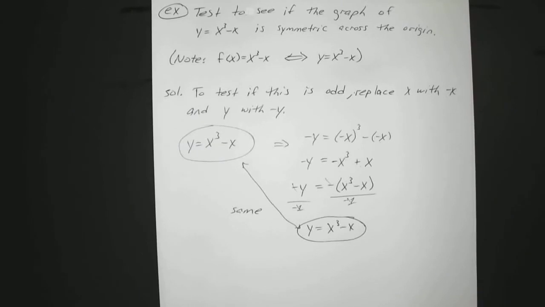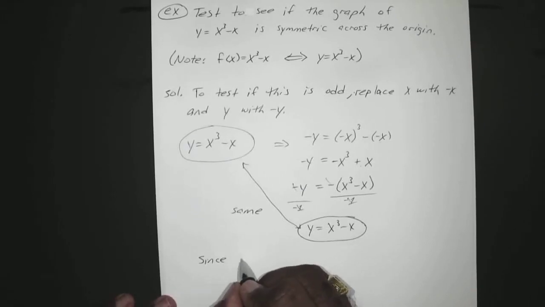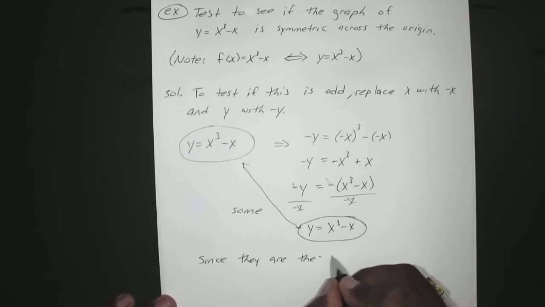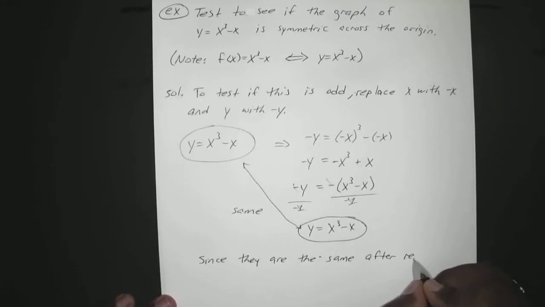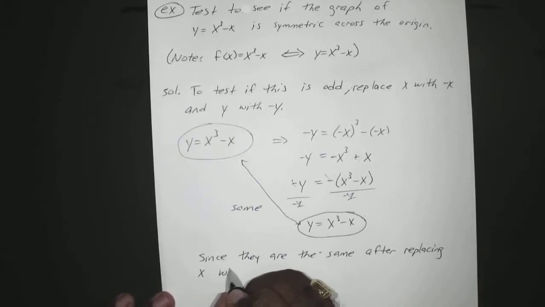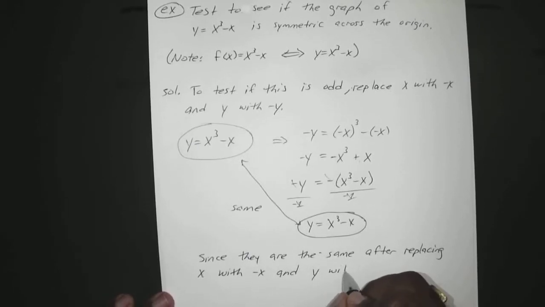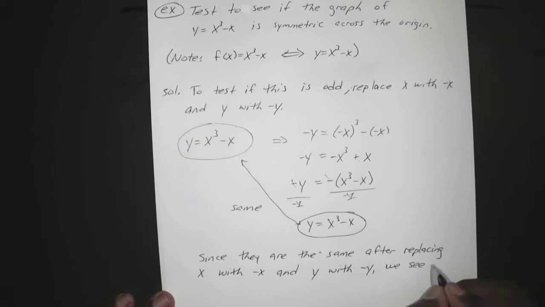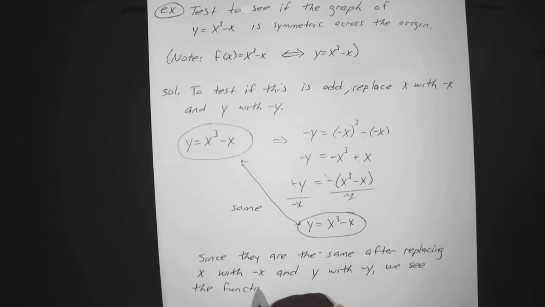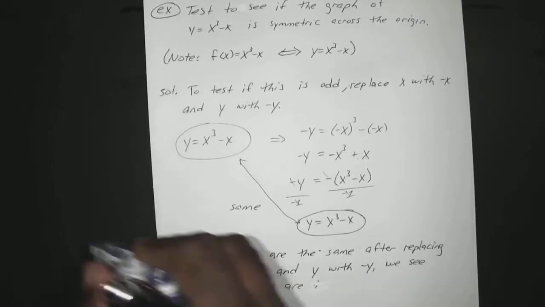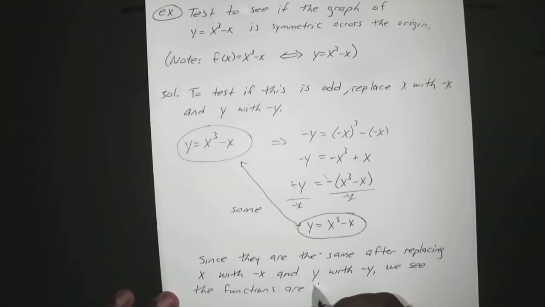Does that make sense? All right, so we know that this is symmetric across the origin. Since they are the same after replacing x with negative x and y with negative y, we see the functions are the same. So the function is symmetric with respect to the origin, or in this case, an odd function.